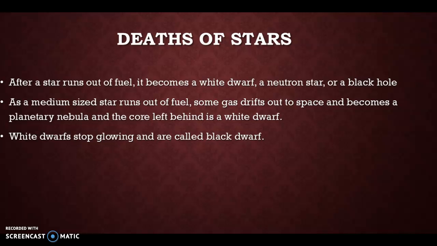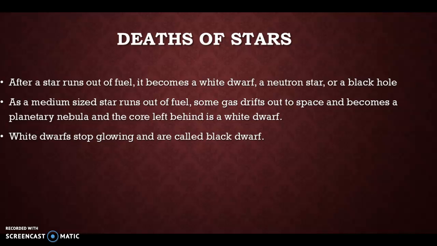Okay. As a medium-sized star runs out of fuel, some of the gas drifts out into space. So as it's losing its fuel, that gas goes away. It doesn't stay by anymore. So it starts to go out into space a little bit further. It becomes a planetary nebula, and the core left behind is what we call a white dwarf. Okay, so it's losing its gas. It's not really keeping a hold on it anymore like it did to begin with. And so it's no longer part of the star. So it drifts off into space, and what's left behind is what we call a white dwarf.